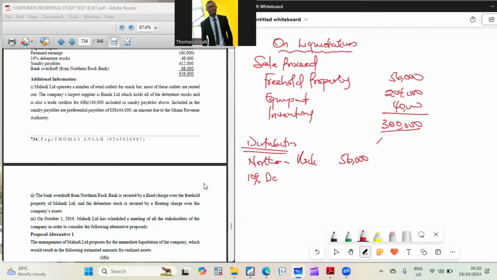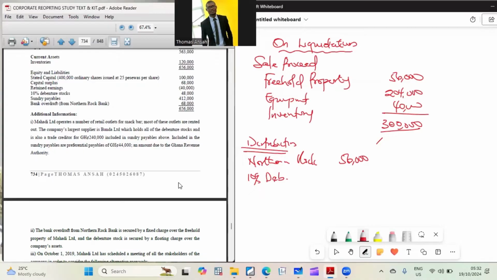Then the debenture. What's the debenture? It's 10%, also secured. So that one also has to go. So all the securities, the secured ones, and I told you that GRA is secured. It's money that you need to take care of. So preferential payables, GRA, that is 44,000. So you deal with the secured people first, then you come to the unsecured. The unsecured but still liabilities.